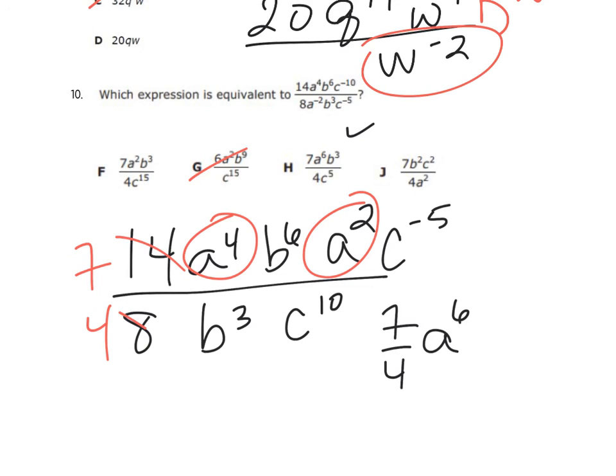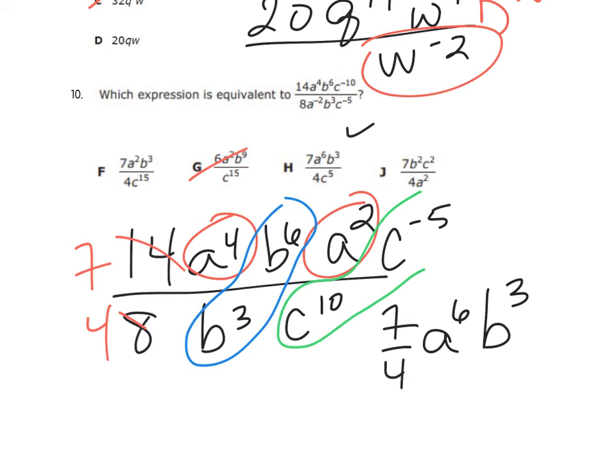I subtract the exponent since I'm dividing. So b to the 6th divided by b to the 3rd is b to the 6 minus 3, which is 3. And then again, these I subtract because I'm dividing. Why is that? That's a +5. Sorry, I didn't change the sign when I flipped it up there. So 5 minus 10 is -5, which is going to send that to the denominator.